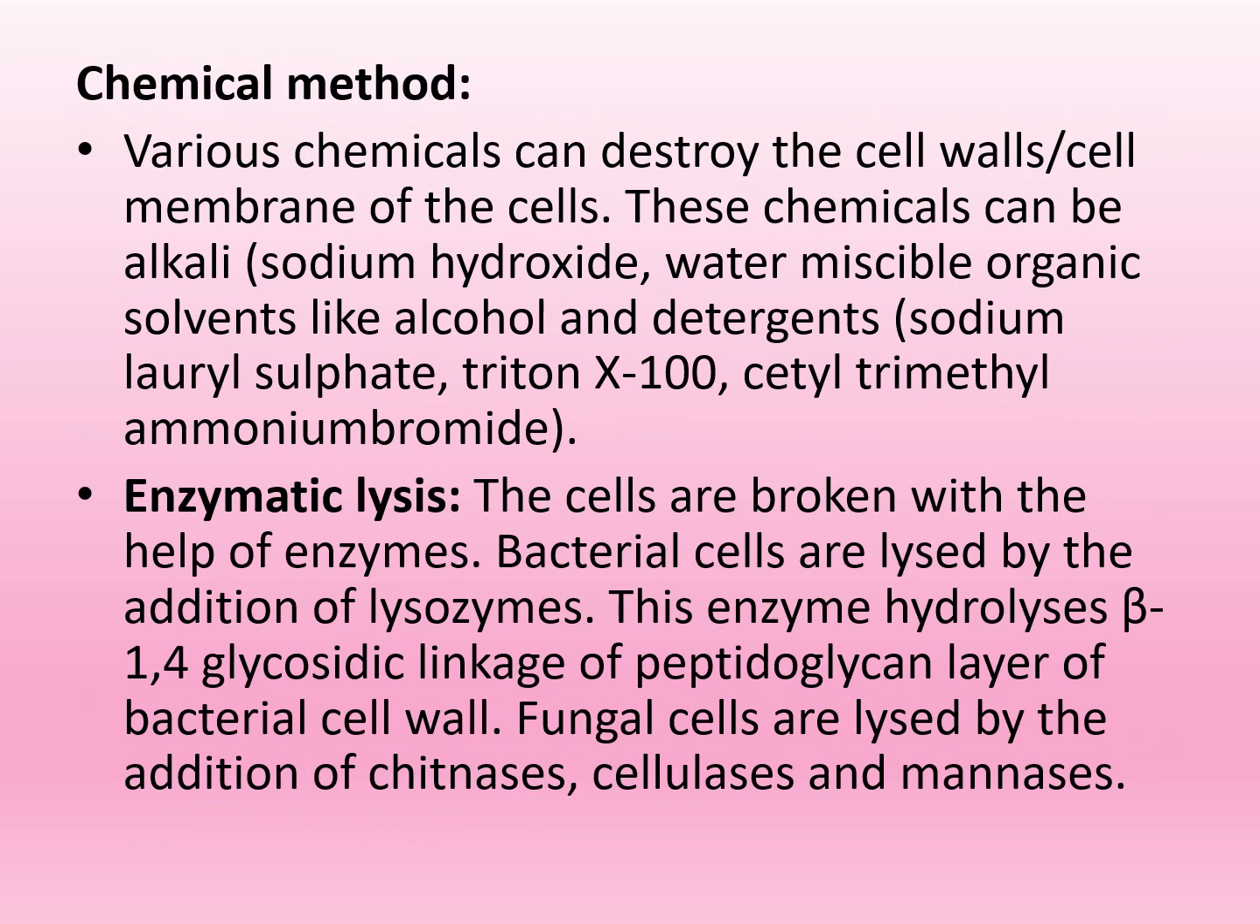Next is the chemical method. Various chemicals can destroy the cell walls and cell membranes of the cell. These chemicals can be alkali, that is sodium hydroxide, solvents like alcohols, and detergents like sodium lauryl sulfate, Triton X, and cetyl trimethyl ammonium bromide.